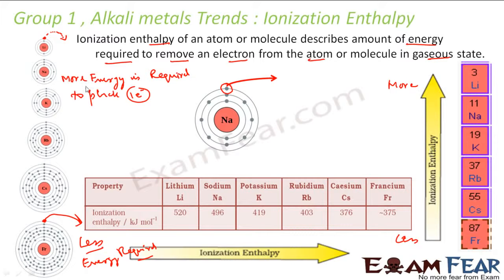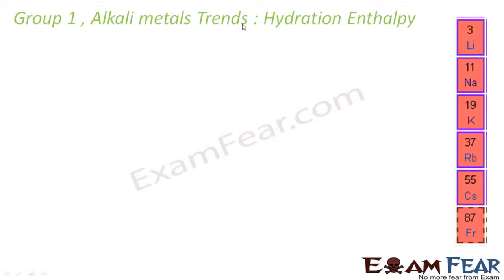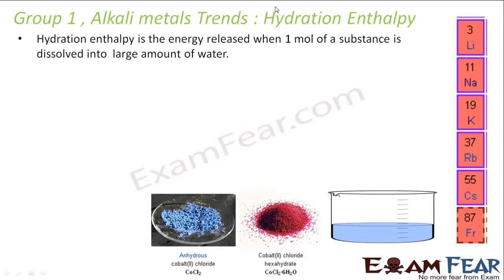So if you just remember this figure of the size of various atoms, you can easily tell the trend for the ionization enthalpy. Same thing, let's talk about the hydration enthalpy. What is hydration enthalpy? The moment you think of hydration, think of water, because hydro came from water, right? So you dip something in water and then some energy is released, and that energy is nothing but hydration enthalpy. Cobalt chloride in the anhydrous form is blue, the moment you put it in water, the color changes, it becomes red, and it absorbs 6 water molecules per mole of cobalt chloride.